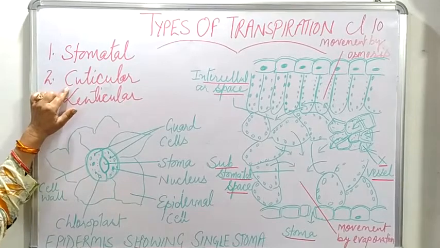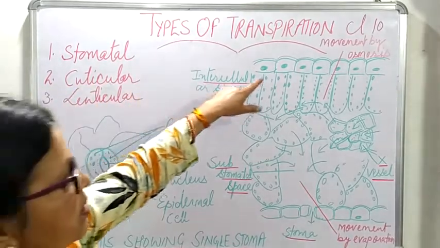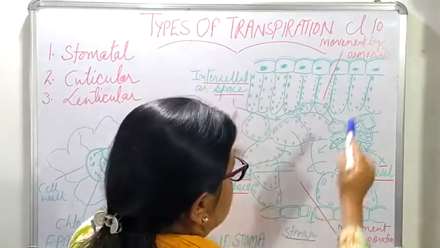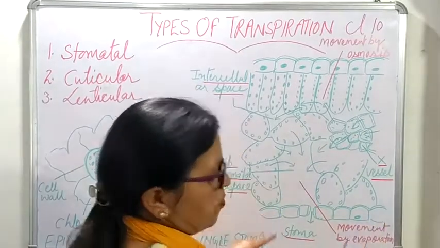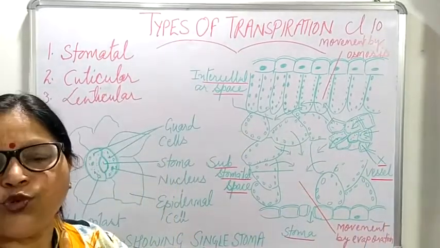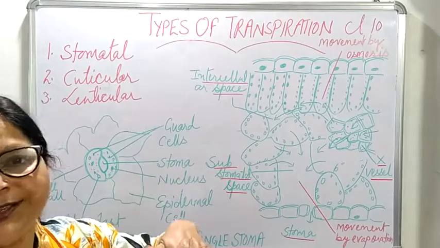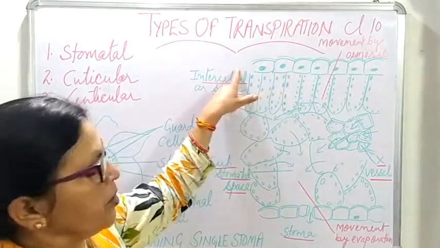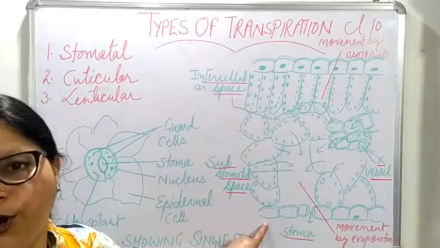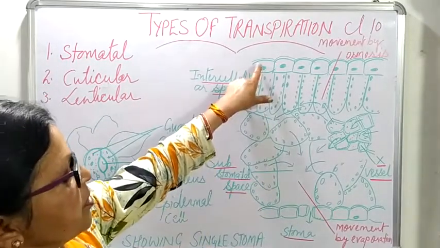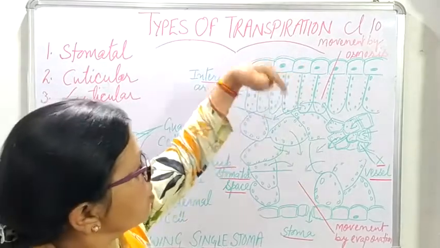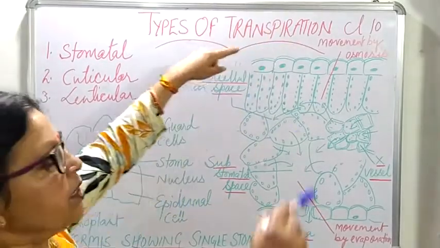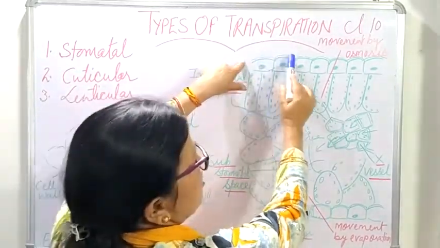Cuticular transpiration, what is cuticle? As you can see in this diagram, this is upper epidermis and this is lower epidermis. You all should know that a leaf has two surfaces, upper surface as well as lower surface. So the upper surface is made up of upper epidermis and the lower surface is called lower epidermis. On the upper surface you can see there is a layer outside this epidermis. This layer is known as a cuticle.